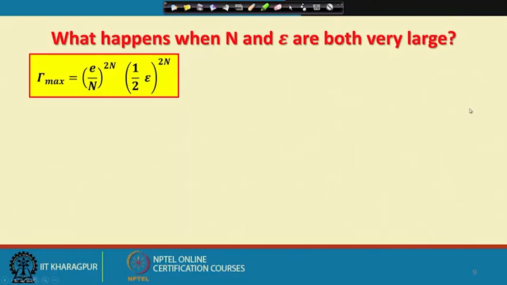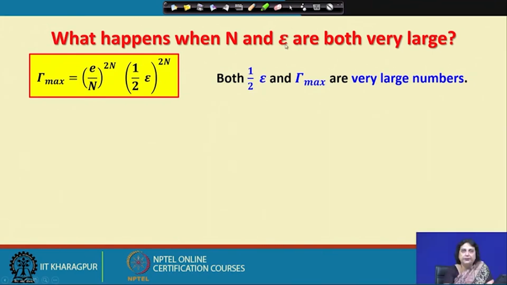So, how do I understand that? As you see, gamma max is going to be a very large number. Why? That is because when epsilon is a large number, epsilon by 2 is also a large number, and when epsilon by 2 is a large number, n is a large number, therefore, gamma max consequently is going to be a very large number.